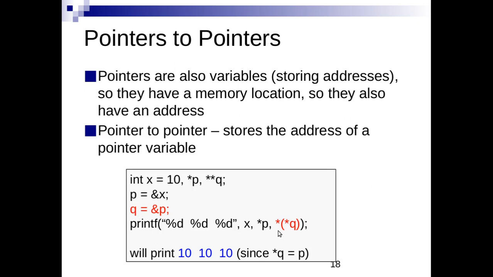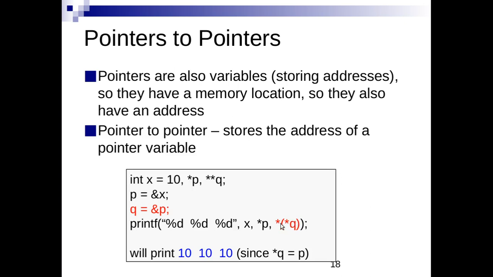Now let's consider this printf statement. What does it print? Well, these three format specifiers separated by spaces. So what is the first integer here that replaces %d? Well, the value of x, which is 10. How about this one? It's star p. So p contains the address of x, so star p is the value of x, which is 10.